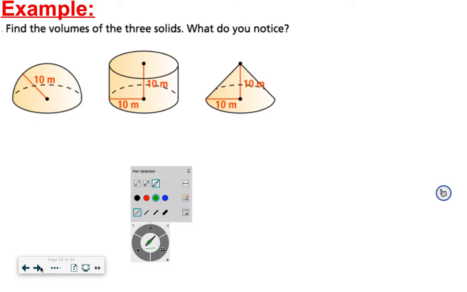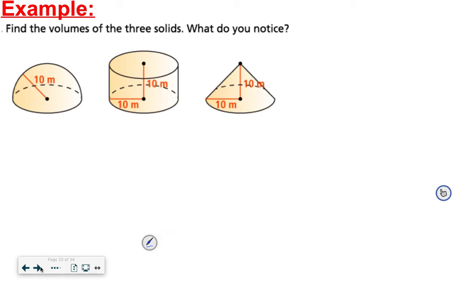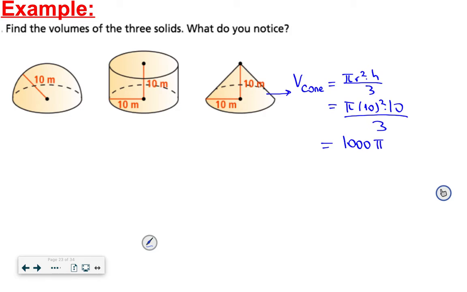What do you notice? First of all, ladies and gentlemen, let's get started from the cone. To be able to find the volume of cone, remember how to find it: pi r squared times height over 3. From here, what is the radius? It is 10 squared times what is the height, which is 10 as well, over 3. If you calculate this, you will get 1000 pi over 3 is the volume of cone.